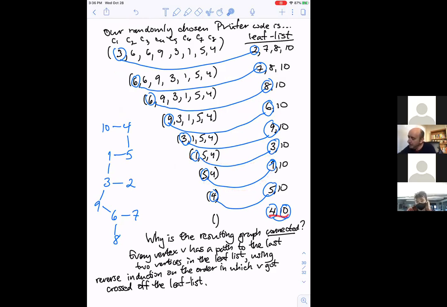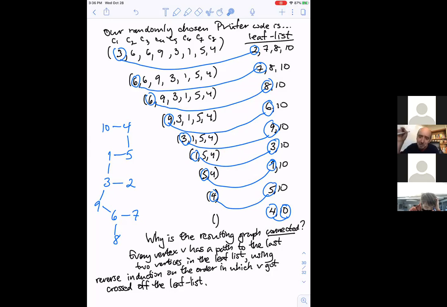If you think about it, when you build it backwards like this, you keep adding on an edge to a vertex that wasn't in your universe. You start out with a universe that has only 4 and 10, and all the other numbers don't exist. They haven't been added at all. Then you add an edge from 4 to 5. Then you add an edge from 5 to 1. Then you add an edge from 1 to 3, an edge from 3 to 9, an edge from 9 to 6, an edge from 6 to 8. Each time, the new vertex that's the beginning of the leaf list is a vertex that you've never seen before when you're working backwards.